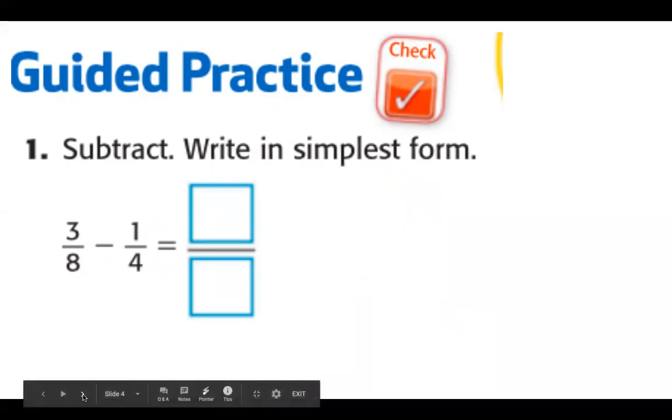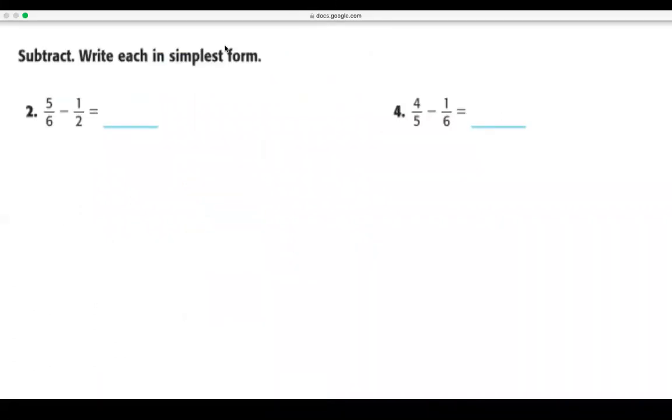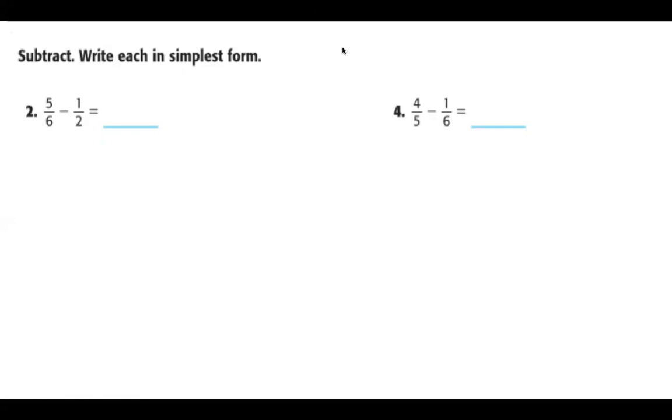Okay, let's see what our next problems look like. Okay, and I'm going to point it out again to you that all of these directions on all the things we're doing say write in simplest form, telling you you need to simplify if you can. Okay, so we're subtracting. We need to take our 6 and our 2. So 6 and 2 are my denominators here.